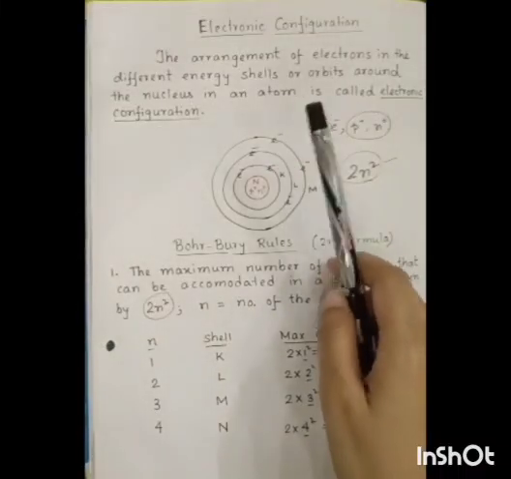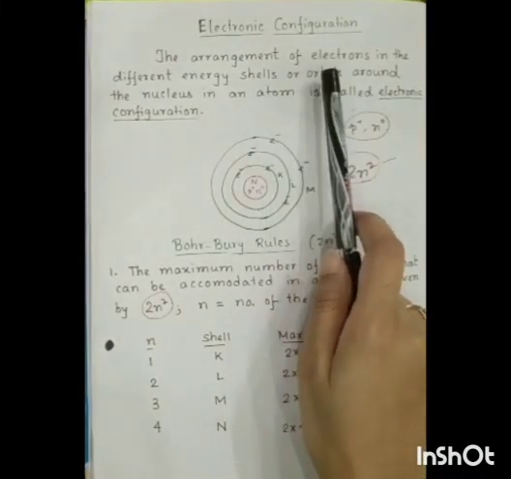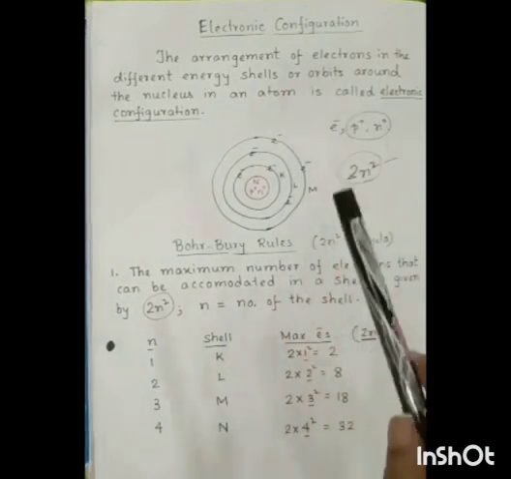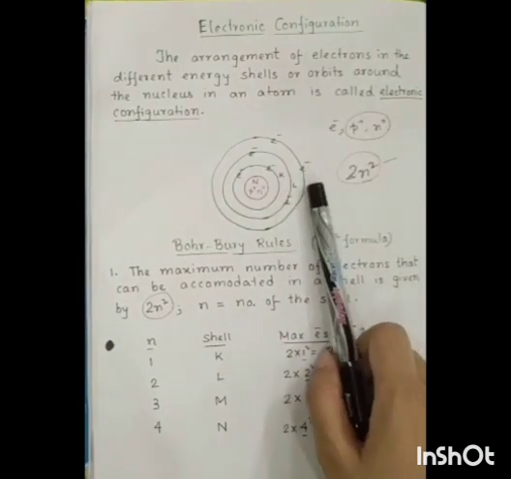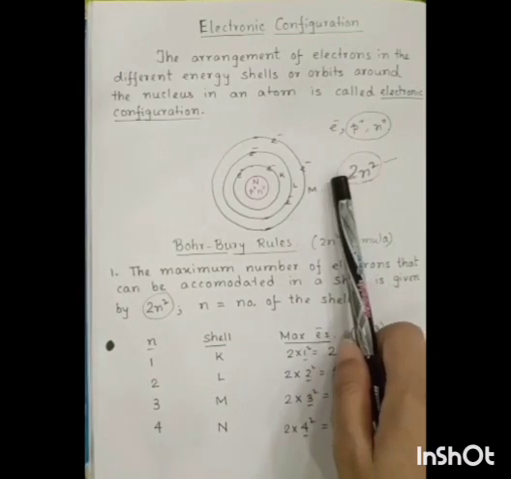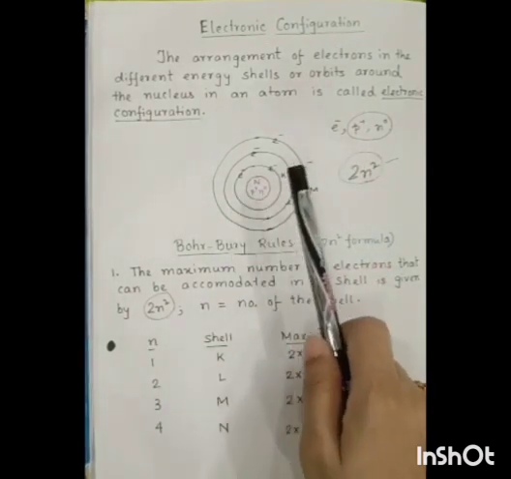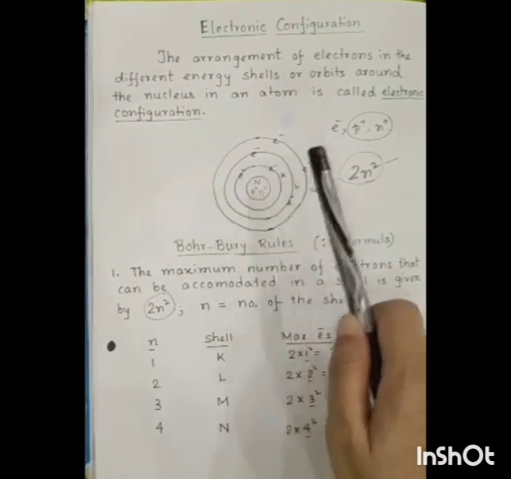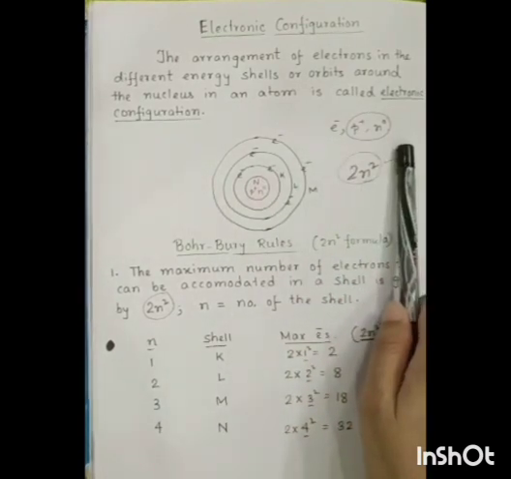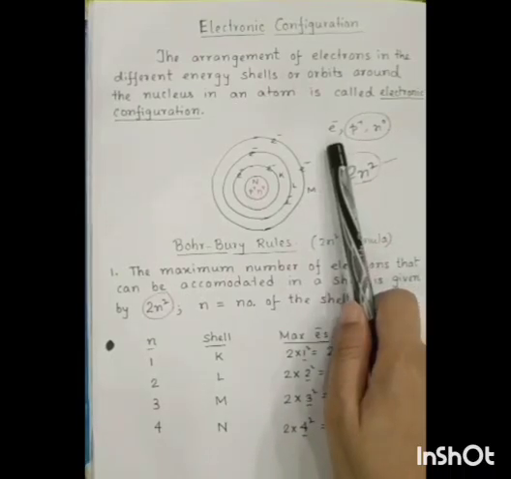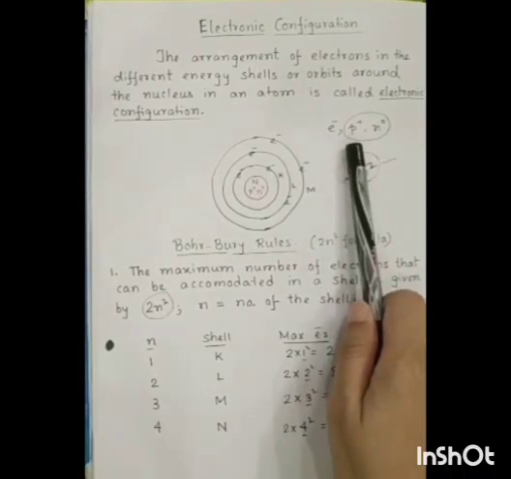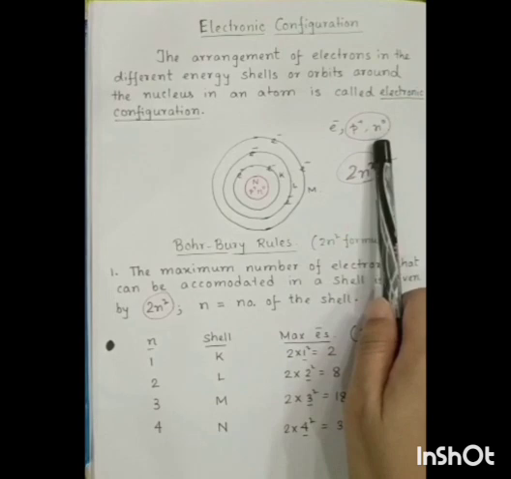Good evening, students. Today my topic is electronic configuration. By now you have learned about the basic structure of an atom, which is quite similar to the structure of the solar system. You must be knowing that an atom is majorly made up of three subatomic particles, which are negatively charged electrons, positively charged particles protons, and neutral neutrons.